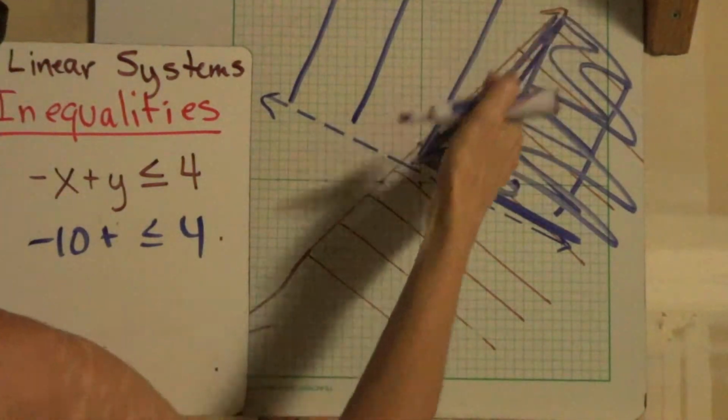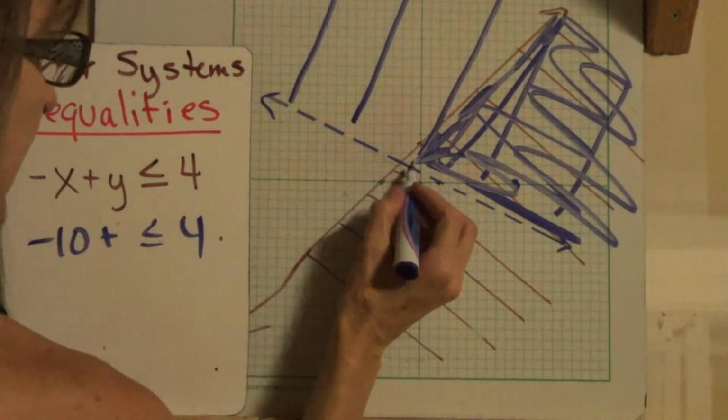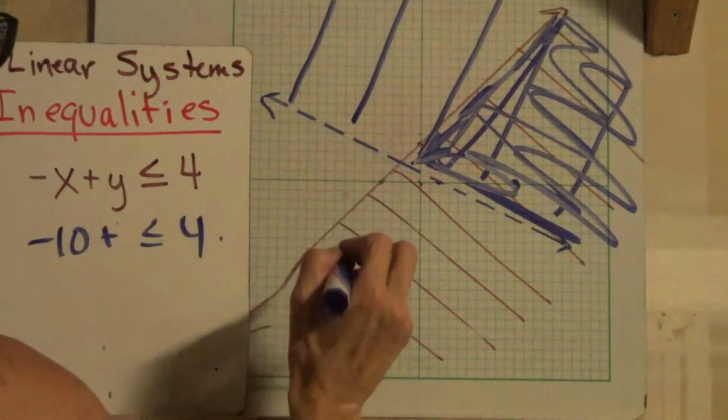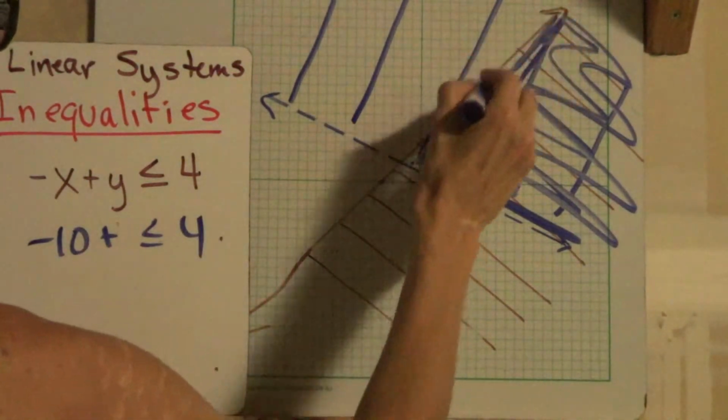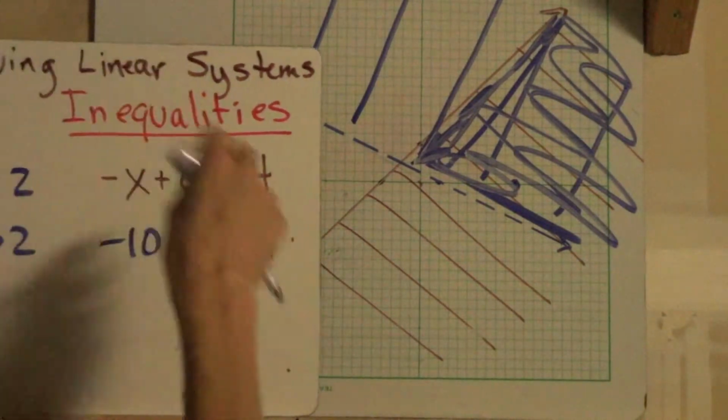You really have to look at where your lines are. Another thing, make sure that you don't choose a point on this line, because that is not part of the solution of that equation. You could choose a point on this line, but not on the dashed line. Okay.